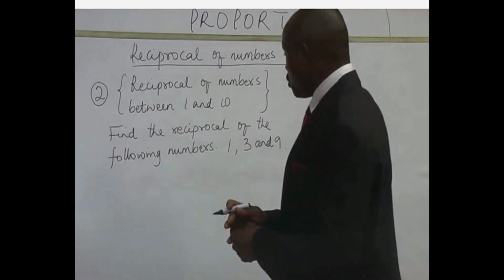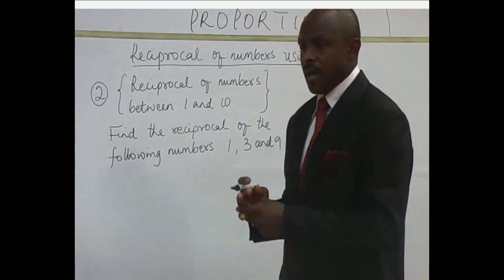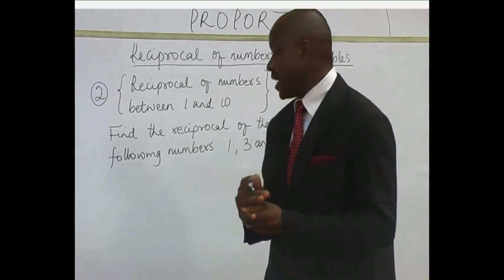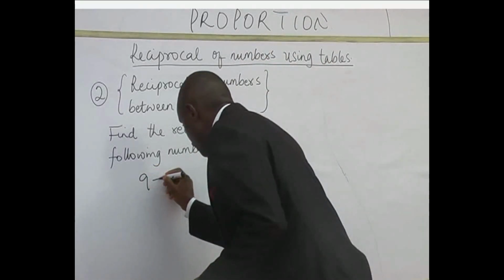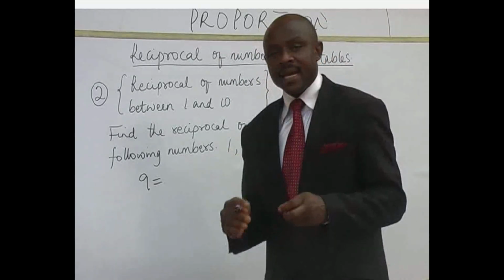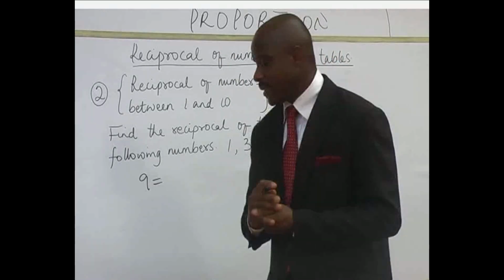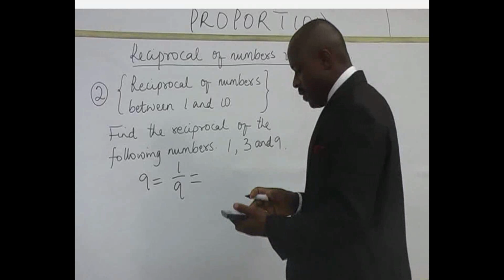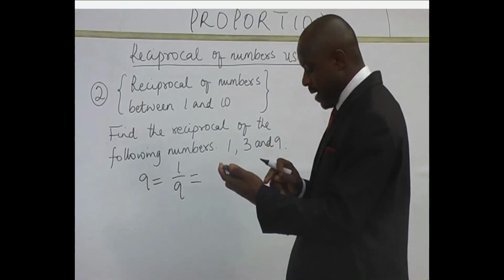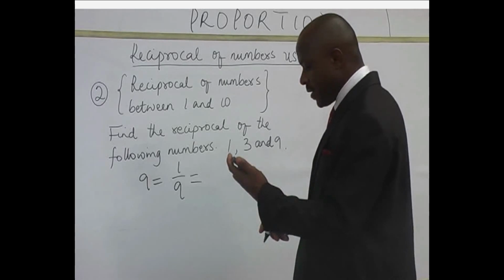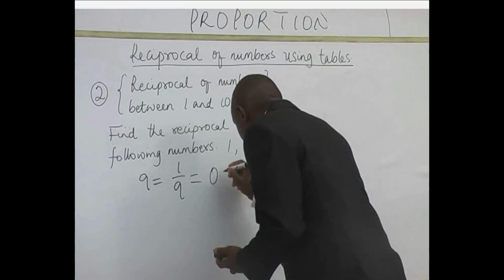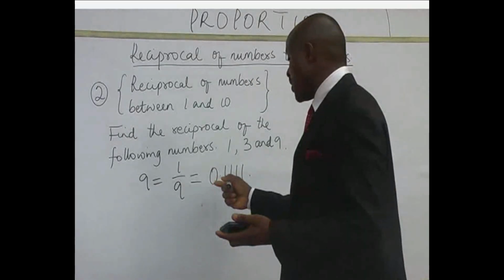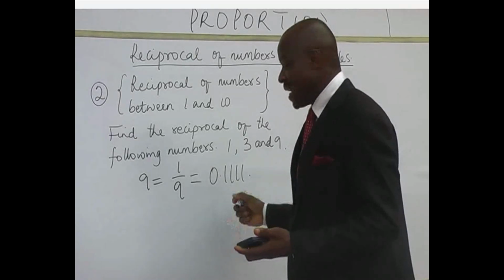The next number we are going to do, which will be the last we are doing to explain how to find the reciprocal of numbers between 1 and 10, is 9. First of all, we are going to get the reciprocal of 9 from our calculator, and that means 1 divided by 9. If you divide 1 by 9 on your calculator, it's giving us 0.1111 recurring. So we are picking 4 decimal places.